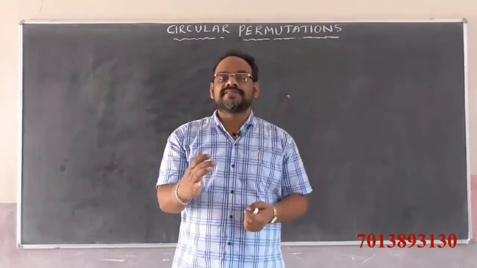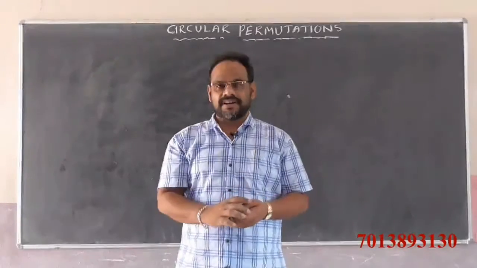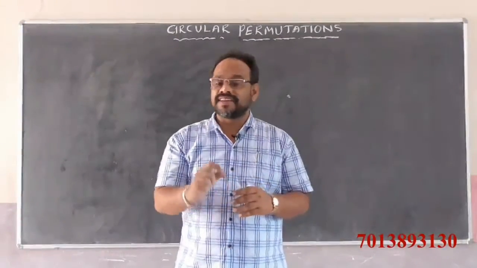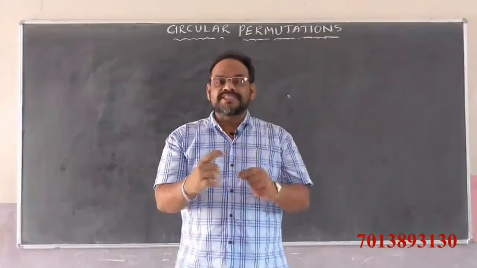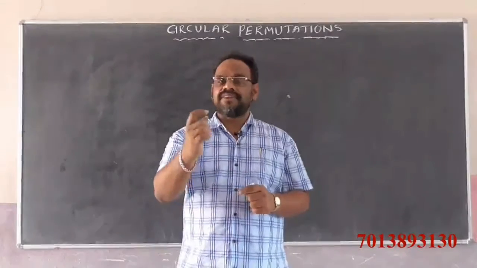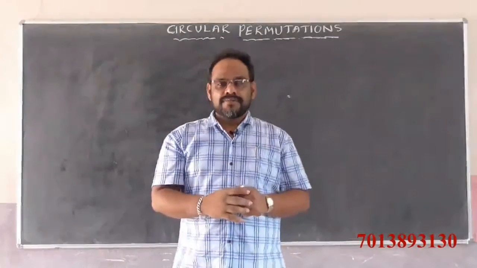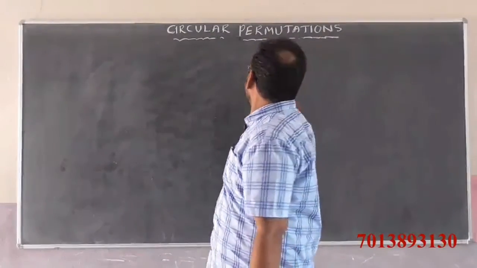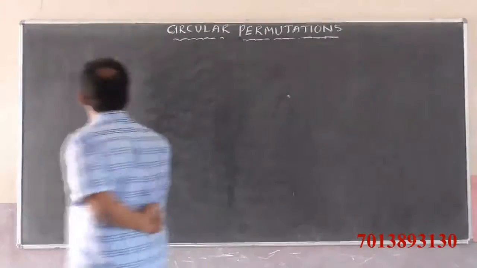Linear permutation means if we arrange all the possibilities of an event in a straight line, then it is called a linear permutation. With repetition, without repetition, how to find the linear permutations, we already discussed in the previous video. But here we discuss circular permutations.